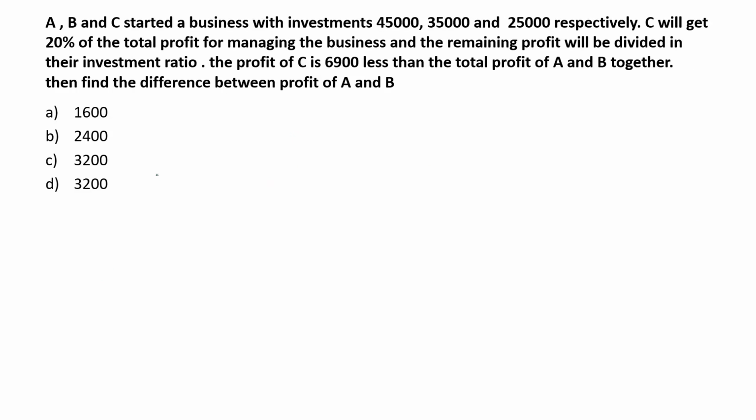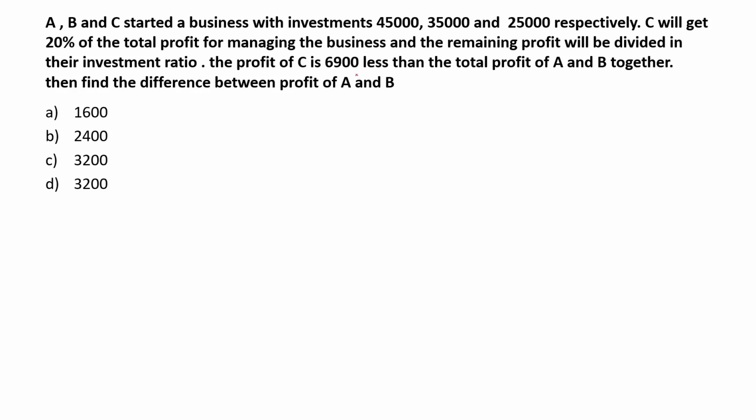This is the best way to solve these type of questions. And next one. Here also, you got some exciting question. A, B and C started a business with investments 45,000, 35,000 and 25,000 respectively. C will get 20% of the total profit for managing the business and the remaining profit will be divided in the investment ratio. The profit of C is 6,900 less than the total profit of A and B together. Okay. Then find the difference between profit of A and B.